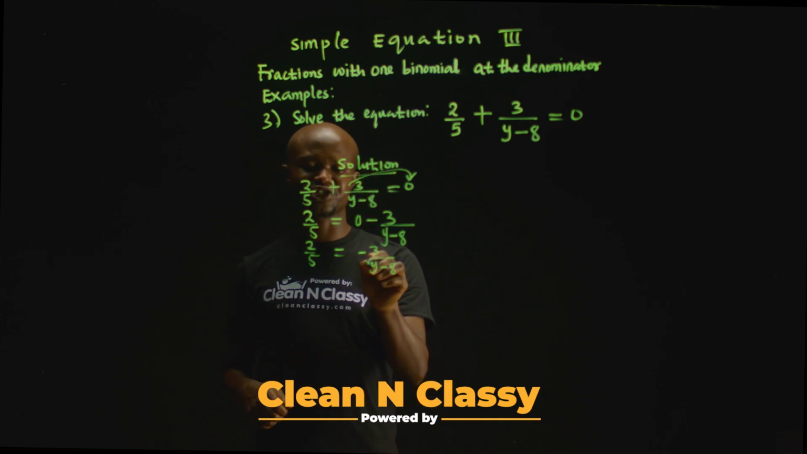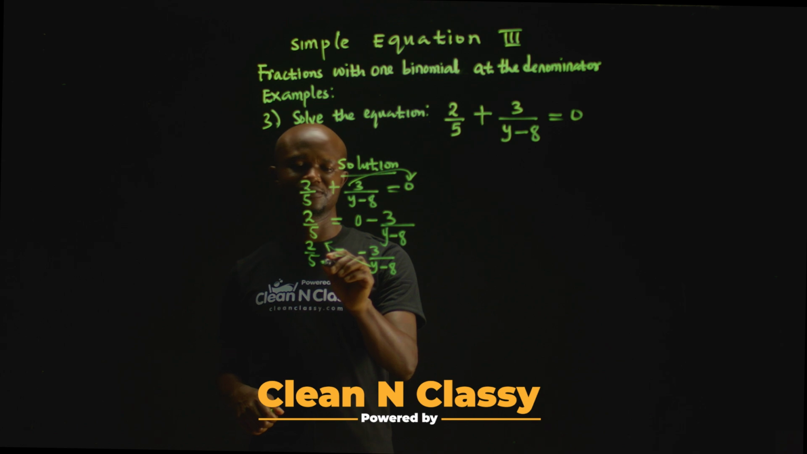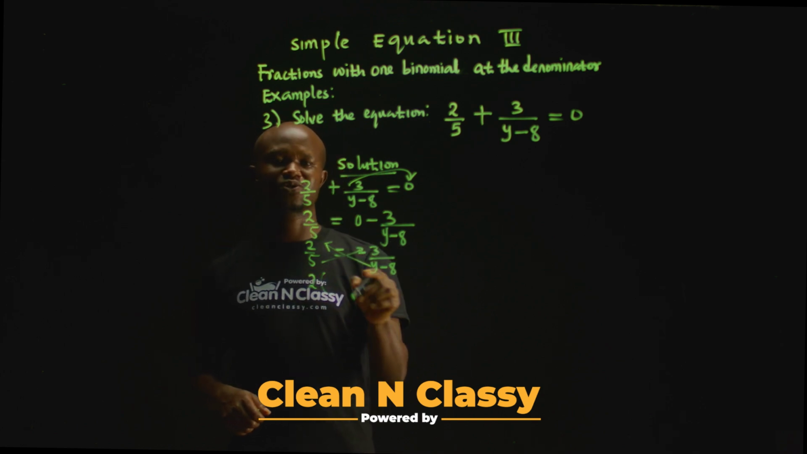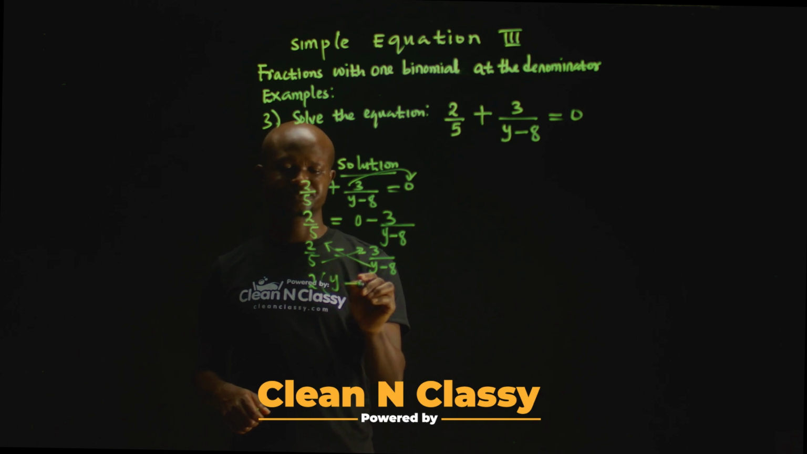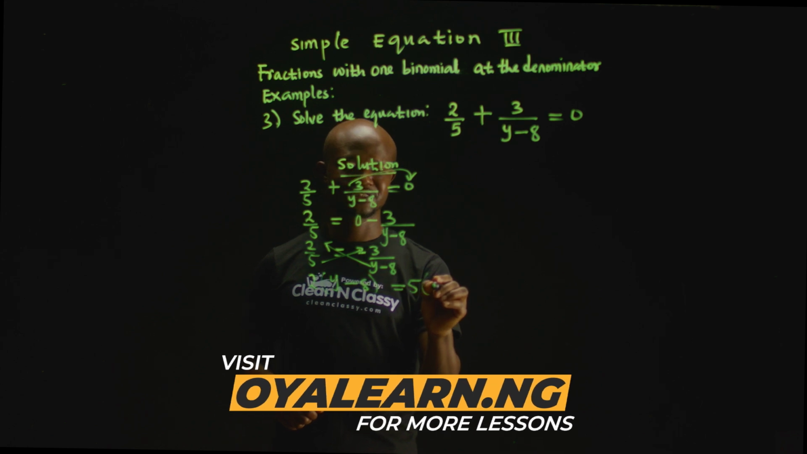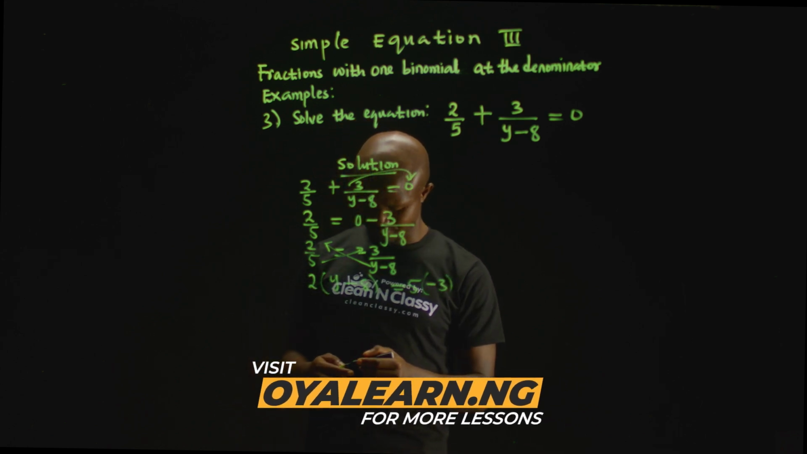Now, we have this. From here, we can now cross multiply. By cross multiplication, what do we have? We have 2 into bracket y minus 8 equals 5 into bracket minus 3.